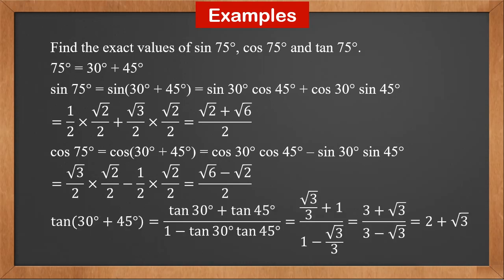Tangent 75 degrees is tangent of 30 plus 45 degrees. It is tangent 30 degrees plus tangent 45 degrees over 1 minus tangent 30 degrees times tangent 45 degrees. This is root 3 over 3 plus 1 over 1 minus root 3 over 3. Multiply 3 on both sides, it becomes 3 plus root 3 over 3 minus root 3. Rationalize the denominator, the final result is 2 plus root 3.